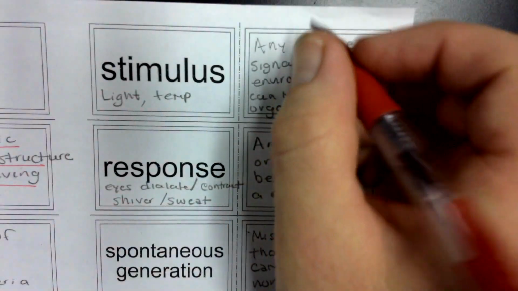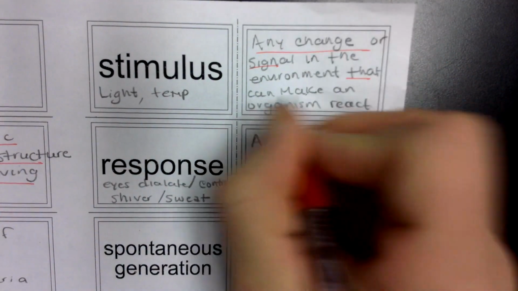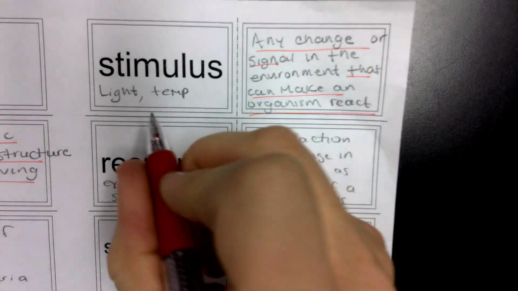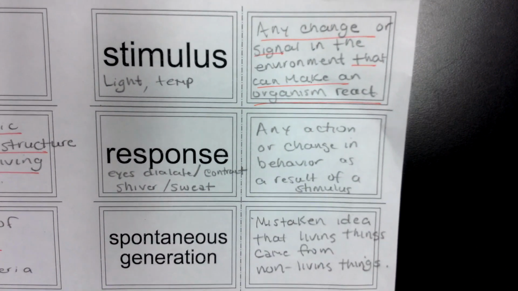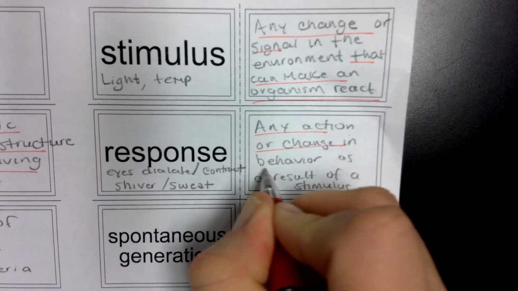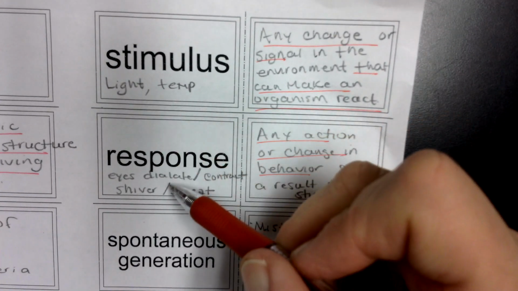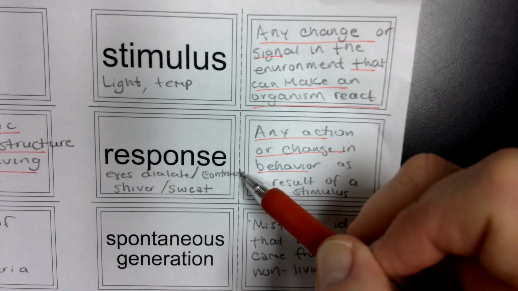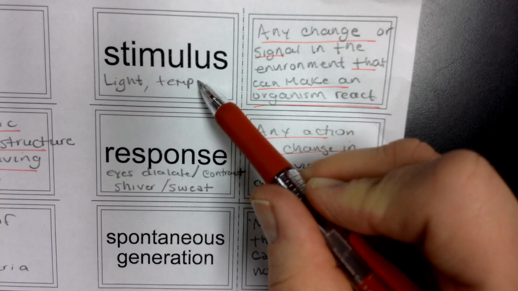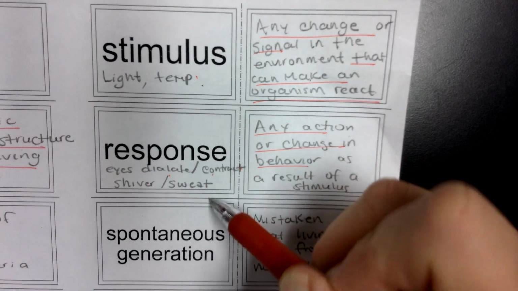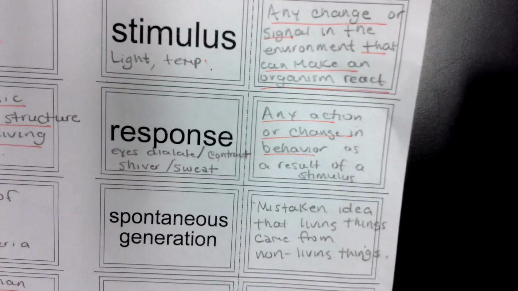Stimulus. Underline this or highlight this. Any change or signal that can make an organism react, such as light or temperature. A response is any action or change in behavior as a result of the stimulus. Remember we said, like, if we turn off the lights, your eyes are going to dilate. If we turn them back on, they're going to contract. If we make you step outside and it's really cold, you should start to shiver. If we make you step outside, if it's really hot, you should start to sweat. Okay? Stimulus versus response. Cause versus effect, for those of you that want to think of it like that.